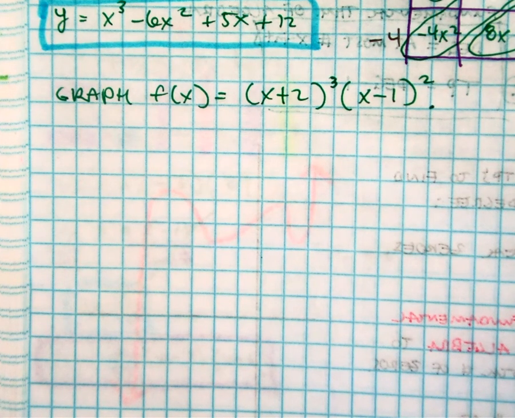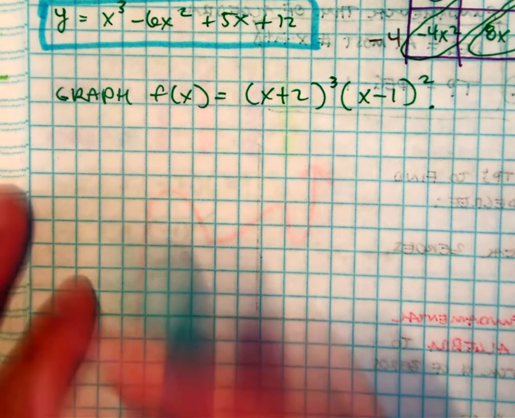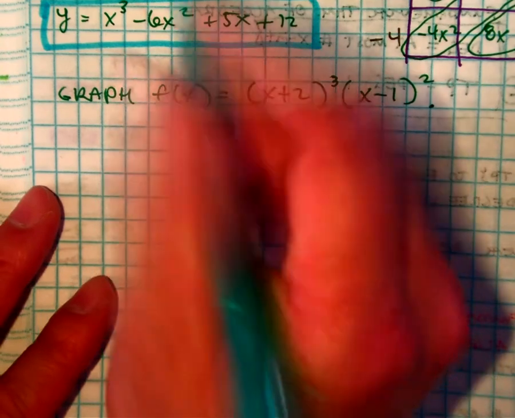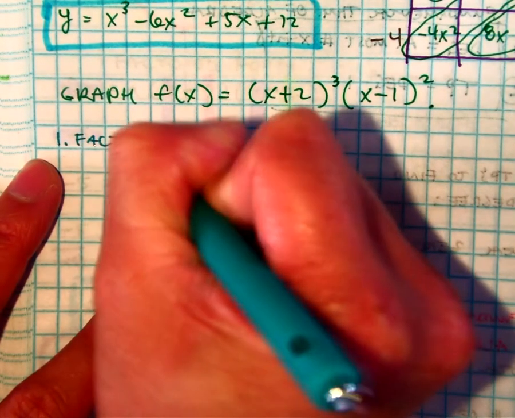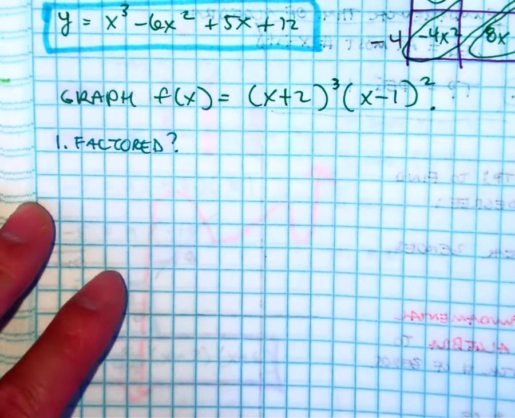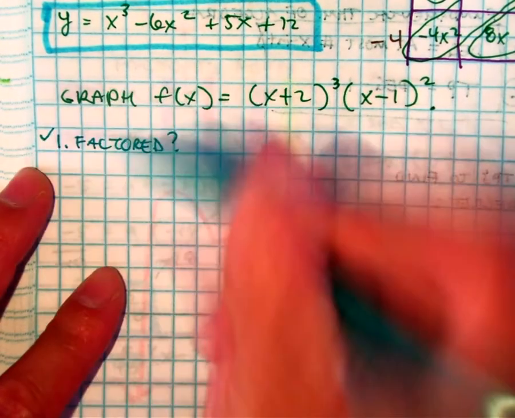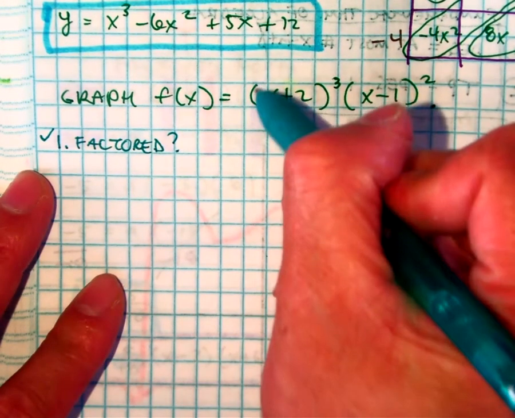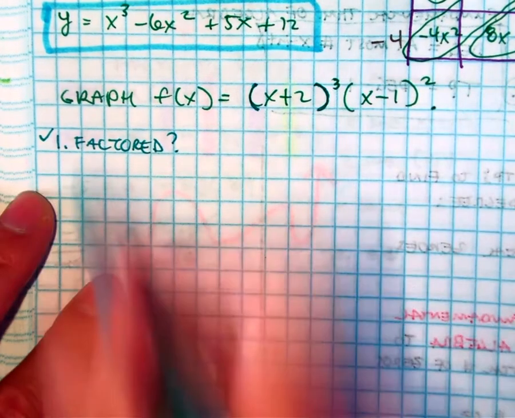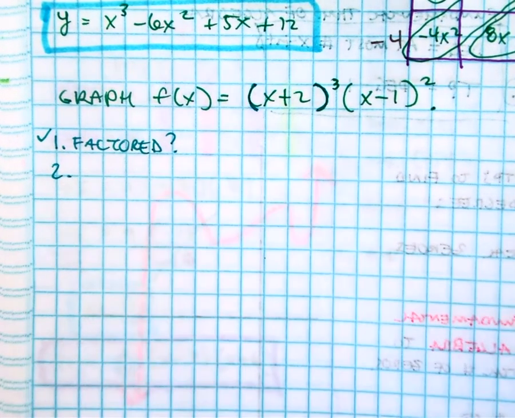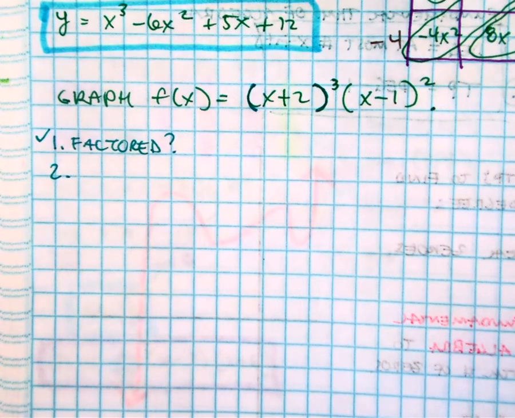It tells us to graph f of x equals (x plus 2) cubed times (x minus 1) squared. Saul, what's the first thing we need to do? Class, is this factored? Everyone say yes. It's factored because you see the parentheses. Number 2. Taylor.